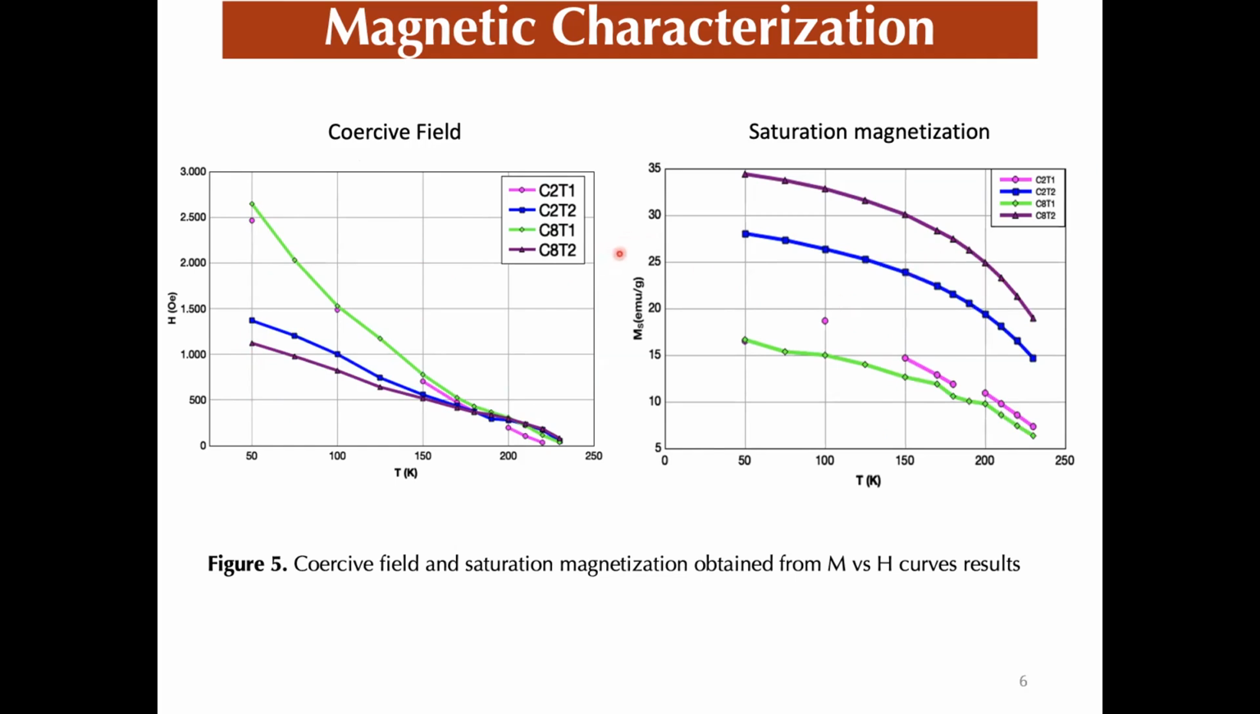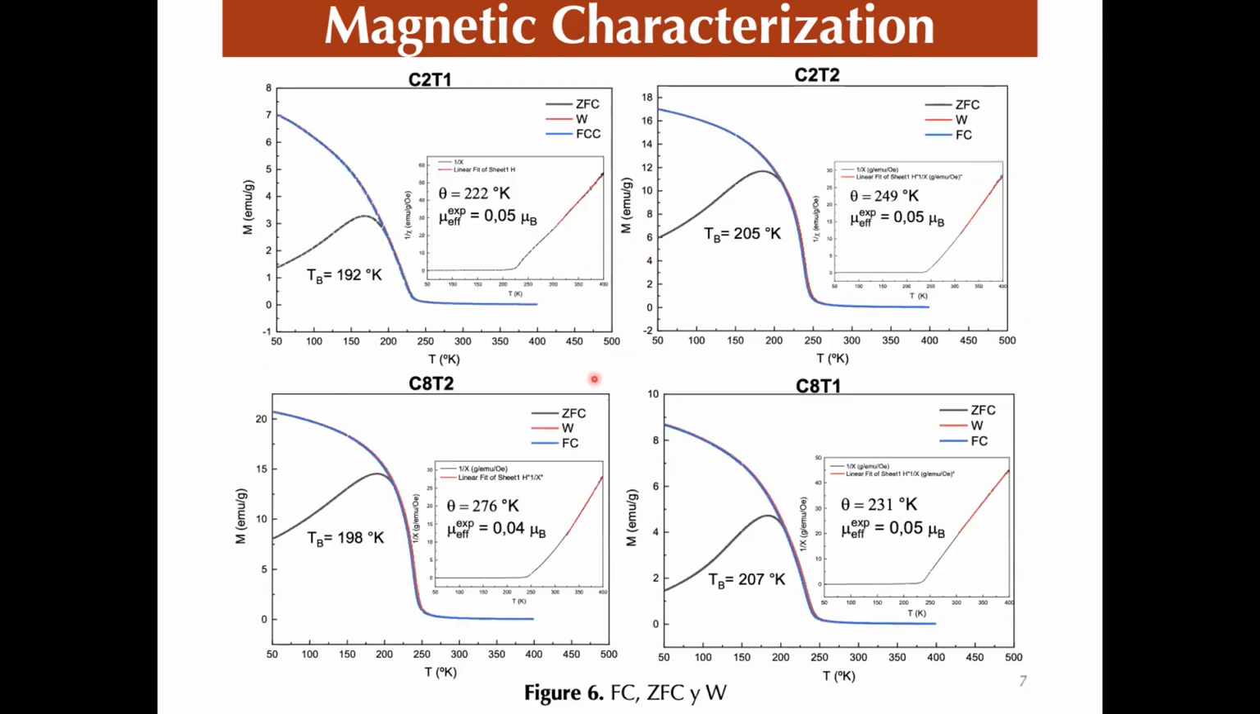Why? Because this will make magnetization and the magnetization cycles easy. And this means that we will have large magnetic entropy values. Okay. Here we have the magnetization versus temperature curves and blocking temperature for each sample, and the inset, the inverse of susceptibility versus temperature. We have this for all samples, and here we can see the Curie temperatures are higher for T2 samples than for T1 samples.